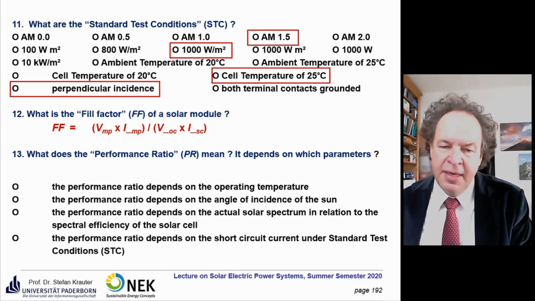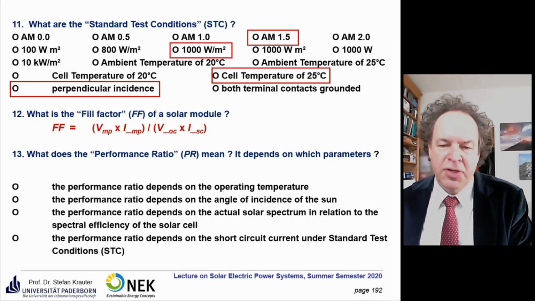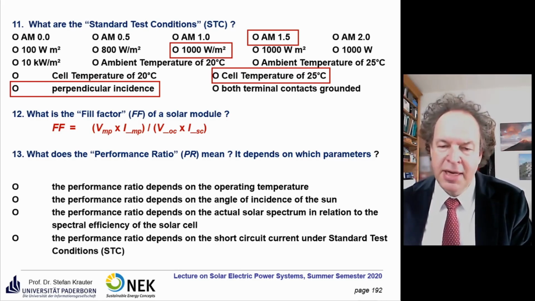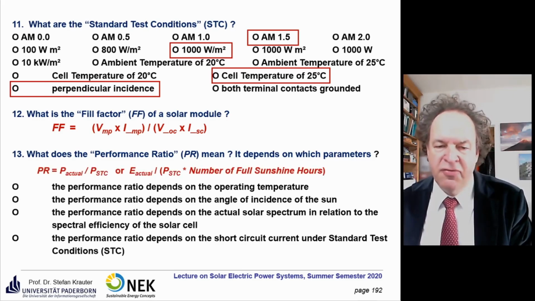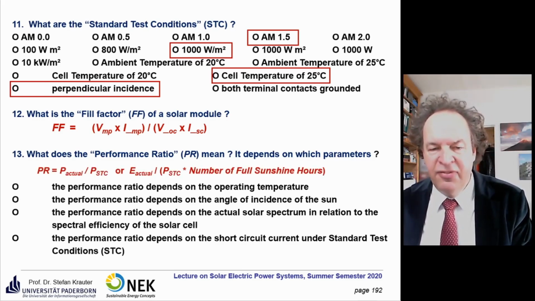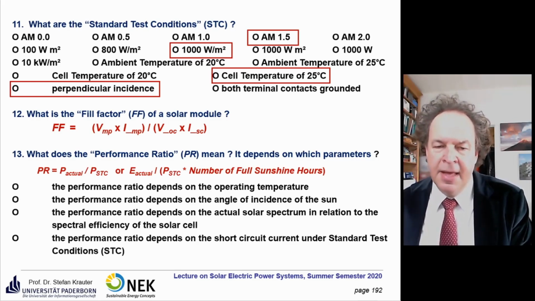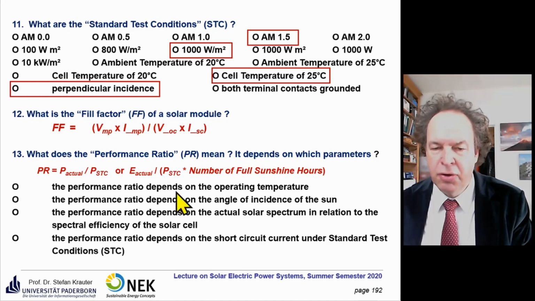Number 13, what does the performance ratio mean? It depends on which parameters. The performance ratio depends on the operating temperature. Yes, we calculated that already in the first part of the exercise. Here's a formula again: the actual power output divided by the power under standard test conditions. The other one we didn't discuss yet, but it's also true.